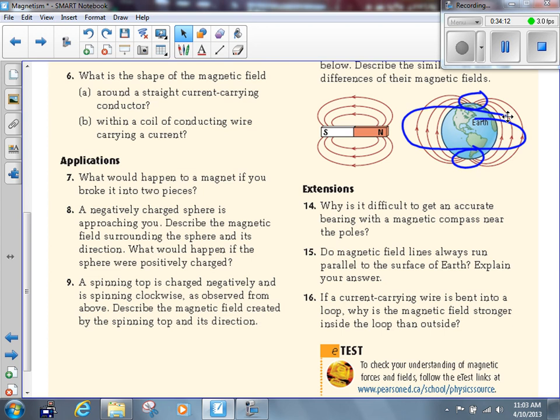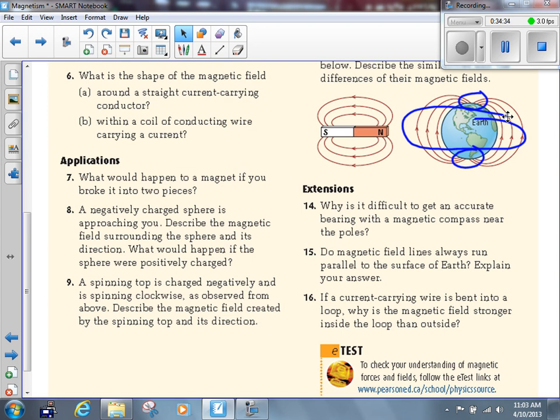That's why we get northern lights and southern lights at the poles, because the magnetic fields are perpendicular to the Earth, as opposed to in the mid-latitudes, where the magnetic fields are parallel, or virtually parallel, to the Earth. And 16, finally, if a current-carrying wire is bent into a loop, why is the magnetic field stronger inside the loop than outside?